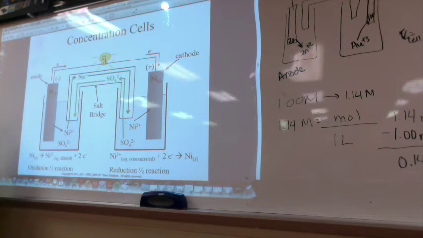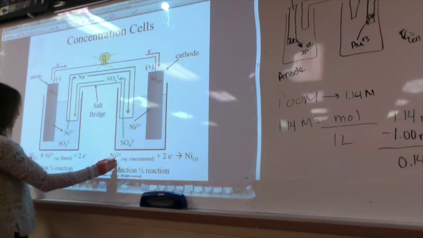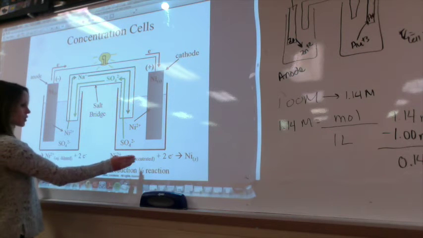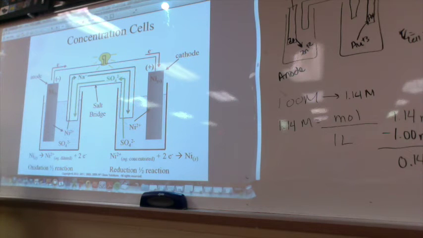Because when you write your half reaction, it all just cancels itself out, right? Everything's canceled. But what you can see is that if you're doing the oxidation here and then the reduction here, we would end up with nickel solid, nickel plus 2, and so forth. But this is concentrated and this is diluted. So then the reaction will occur, electrons will flow, and we'll be able to get some voltage out of this.